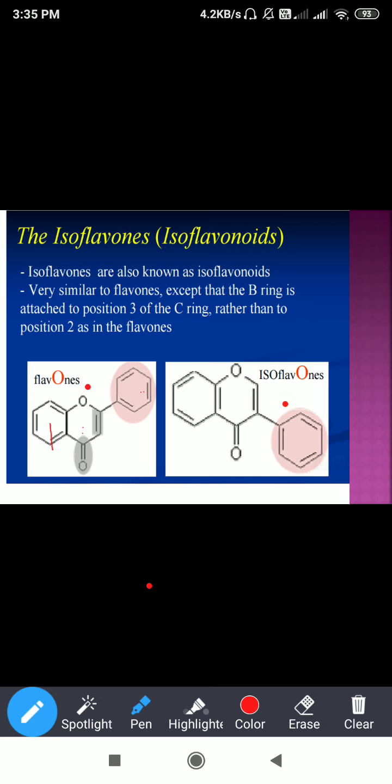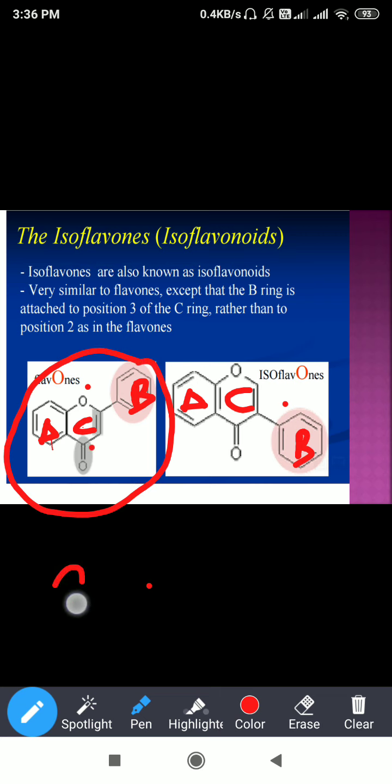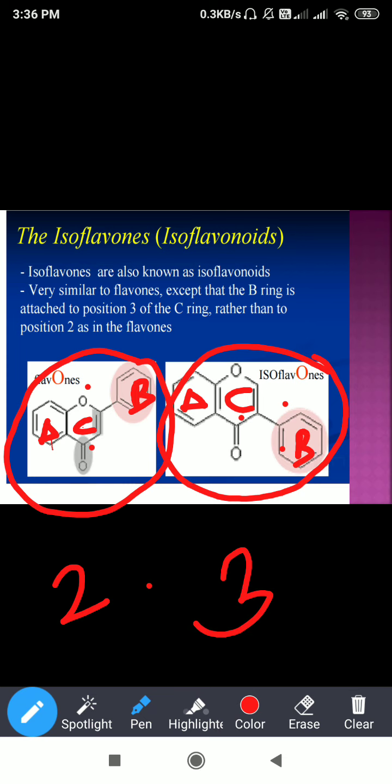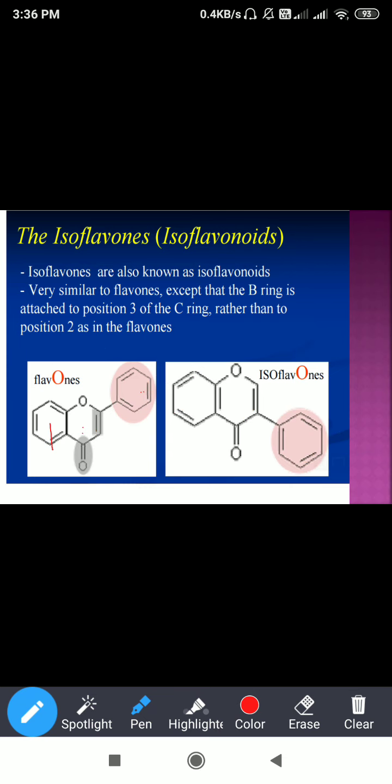In the structure of flavones, this is the A, B and C ring. The B ring is attached to the C ring at position 2, and in the structure of isoflavone, the B ring is attached to the C ring at position 3. So this is the difference between the flavones and the isoflavones, in which the phenyl ring is attached at position 2, and in isoflavone the phenyl ring is attached at position 3. So this is all about the isoflavones, which are also known as the isoflavonoids.